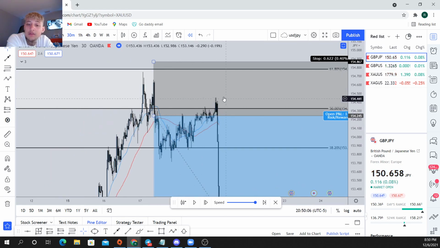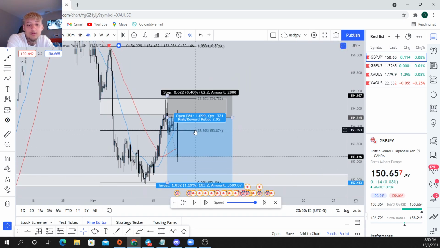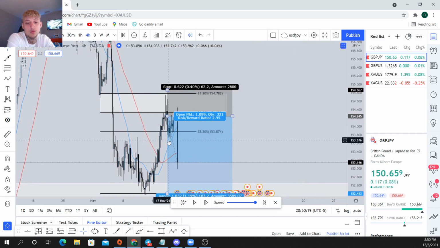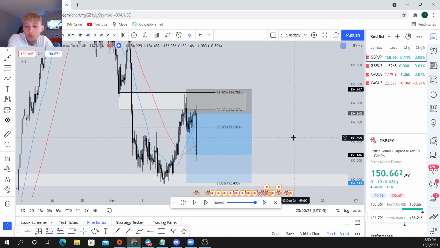But again, if you were to enter somewhere along this area here, then you still have to place your stops above the 618. If you make an entry at a fib level, your stops have to go above the next fib level, right? That's just a rule of thumb, so you can allow price to fluctuate, right?